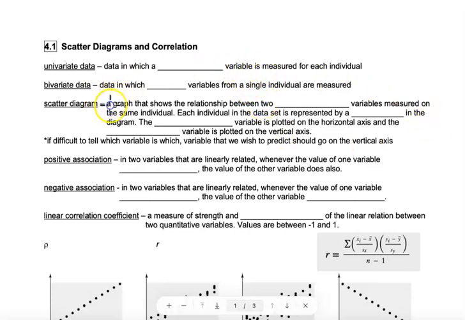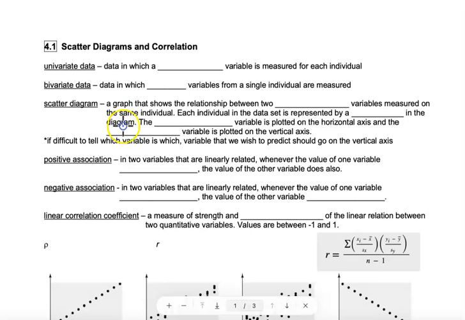All right, so today we're going to be talking about something that you've studied in past math courses, but we're going to be really doing a lot with making what you've previously learned more precise and learning how to make our life easier using StatCrunch. So we're talking about scatter diagrams and correlation.